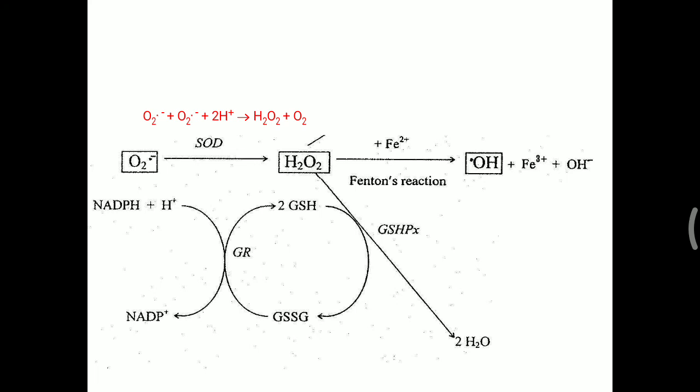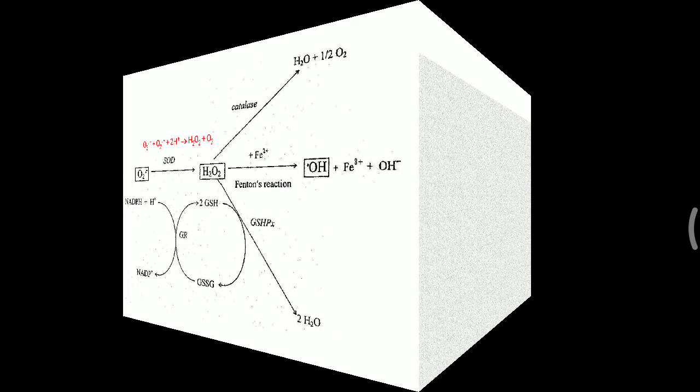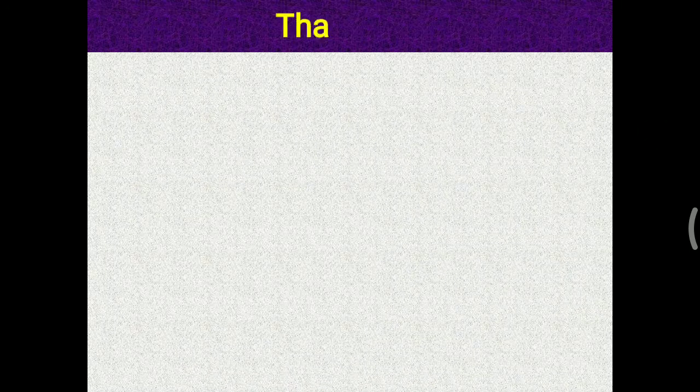Another mechanism to detoxify this H2O2 is catalase, which also converts H2O2 into a water molecule. That occurs when an excessive amount of H2O2 is present. So simply you have to remember the enzymes superoxide dismutase, glutathione peroxidase, glutathione reductase and catalase as the free radical scavenging system. So that's all about the free radical scavenger system.